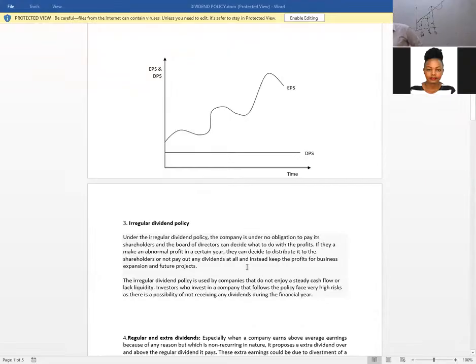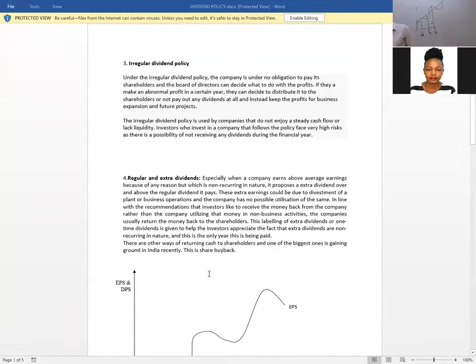If they make an abnormal profit in a certain year, they can decide to distribute it to the shareholders or not pay out any dividends at all, and instead keep the profits for business expansion and future profits, future projects. Ladies and gentlemen, the irregular dividend policy is used by companies that do not enjoy a steady cash flow or lack liquidity. Investors who invest in a company that follows the policy may face the possibility of not receiving any dividends during the financial year.